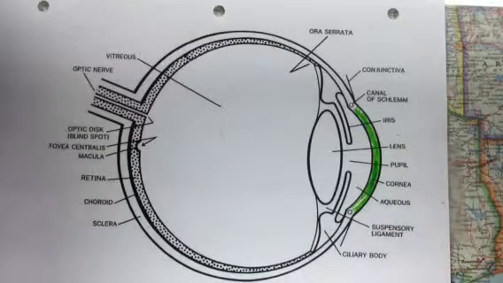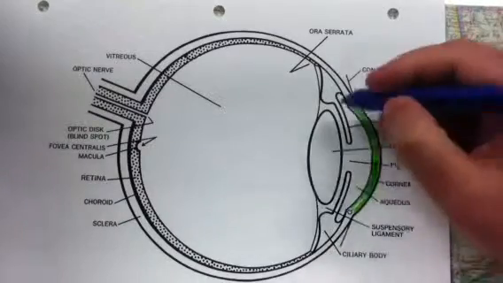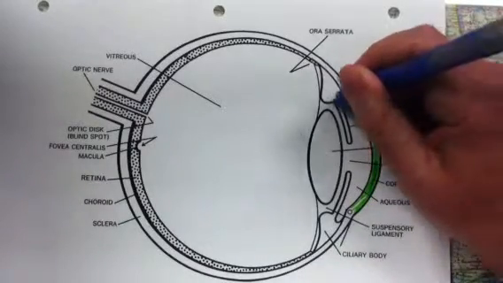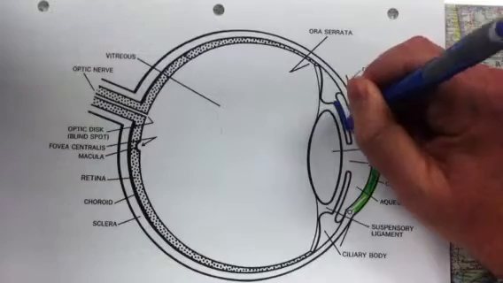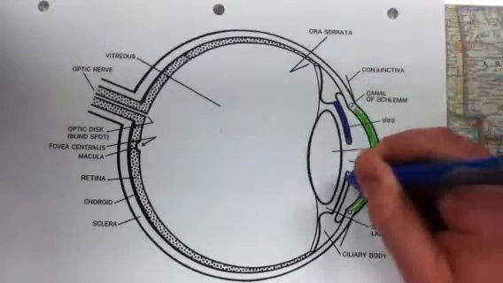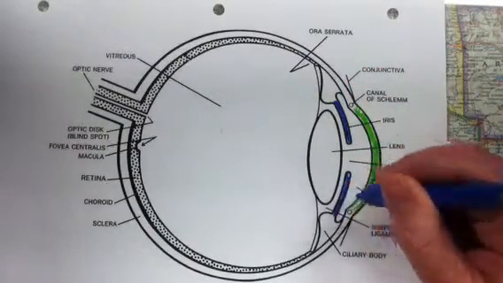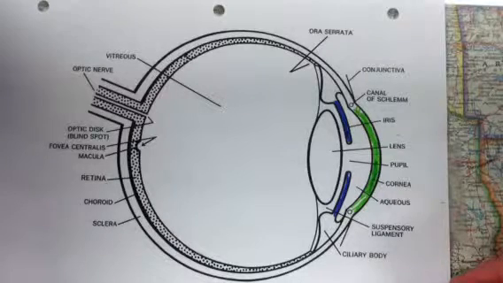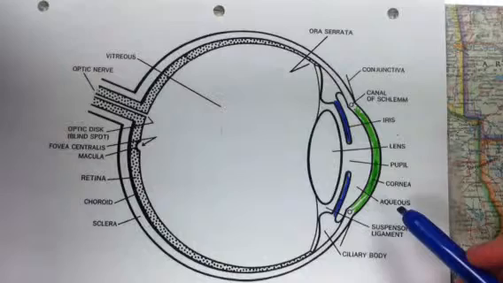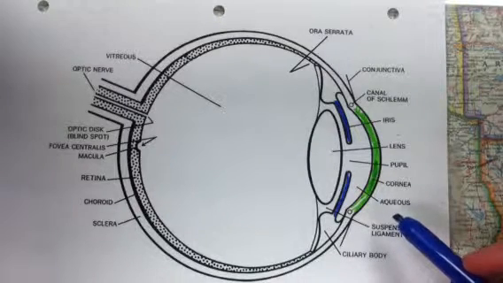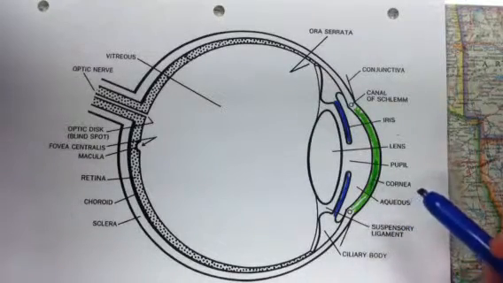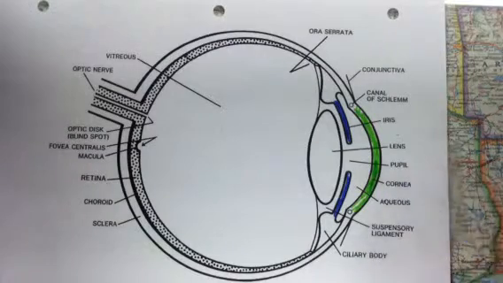Okay. Now, the iris is the colored portion of the eye that you see. You know, some people will have brown or blue or green or hazel irises. The iris is a muscle that's responsible for controlling the diameter and size of the pupil. And so, in essence, the iris is controlling the amount of light that reaches the retina.